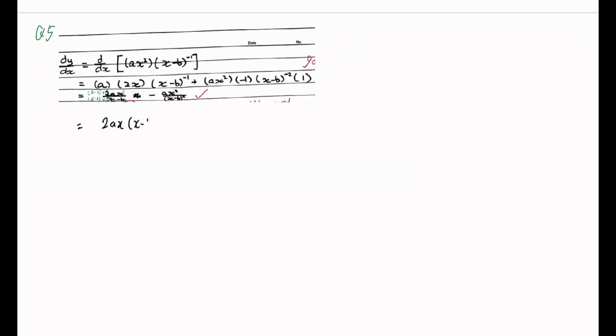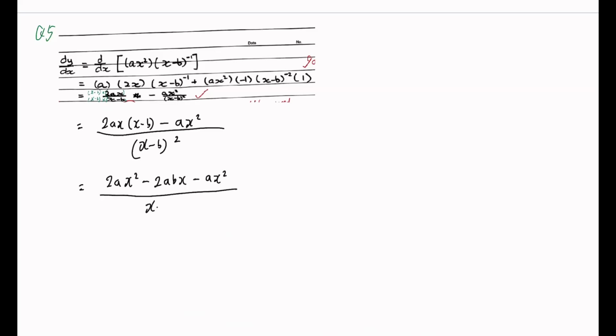2ax times x minus b minus ax squared all over x minus b bracket power 2. Can you see how you can get this answer if you use quotient rule directly? Correct, right? I'll leave it as an exercise for you to do on your own. I'm just going to continue. So here, expand, you end up with 2ax squared minus 2abx minus ax squared all over x minus b bracket square.